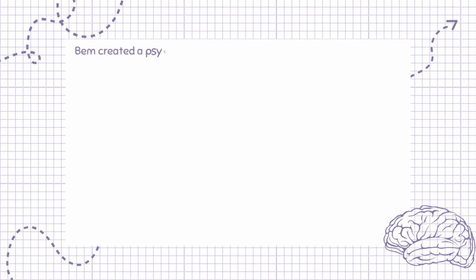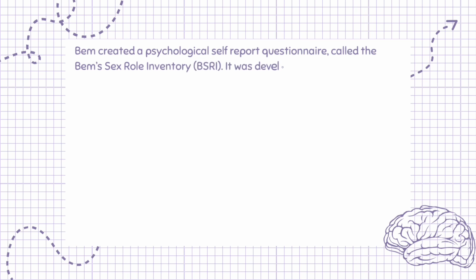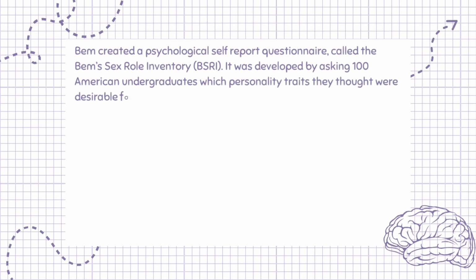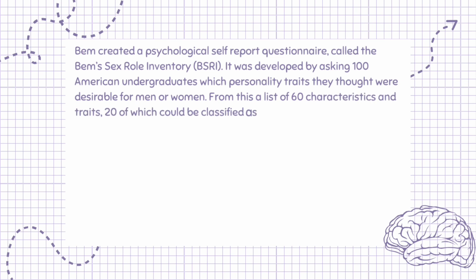Bem created a psychological self-report questionnaire, called the BEM Sex Role Inventory, BSRI. It was developed by asking 100 American undergraduates which personality traits they thought were desirable for men or women. From this, a list of 60 characteristics and traits, 20 of which could be classified as masculine, 20 feminine, and 20 neutral, distractors not associated with either gender.